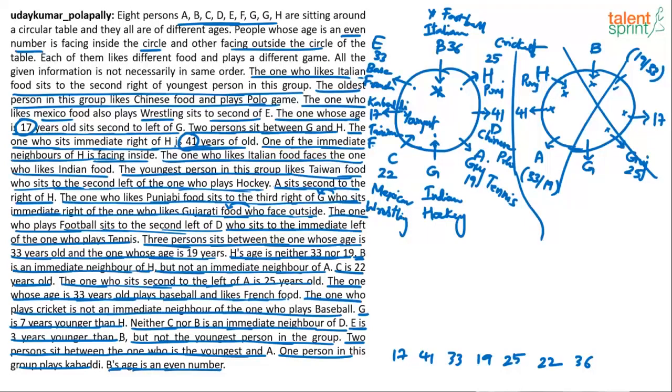Okay, so sports are done, ages are done, persons are done. Look at the food now. Indian food, Mexican food, Taiwanese food, French food, Italian food, Punjabi food, Chinese food, Gujarati food. I think food is also done. So this completes the arrangement.